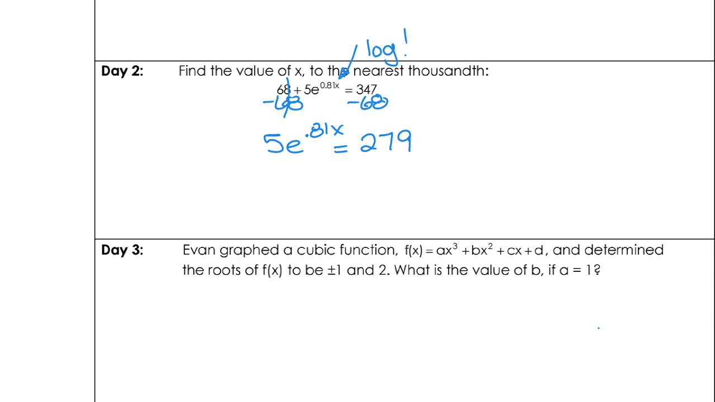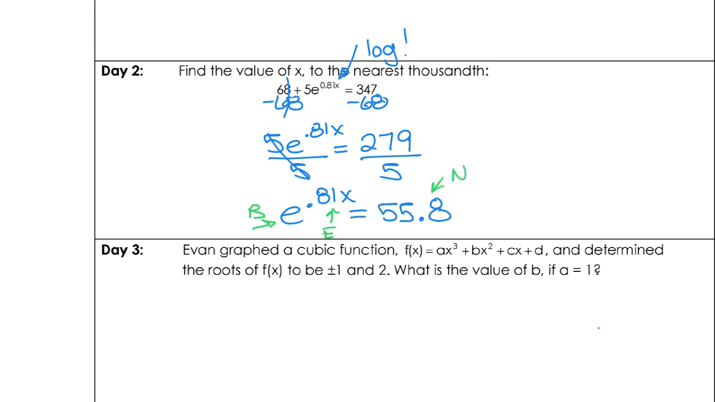Next thing we're going to have to realize is that our base is only the e, not the 5. E, and so the 5 is going to need to go, and so we're going to go ahead and divide by 5. All right, and we end up with e to the 0.81x equals, that's 55.8. And now you guys can go ahead and see that we have our base, which is e, our exponent, which is the 0.81x, and then this guy is going to be our number.